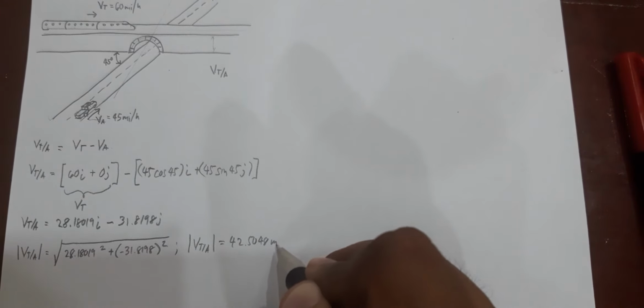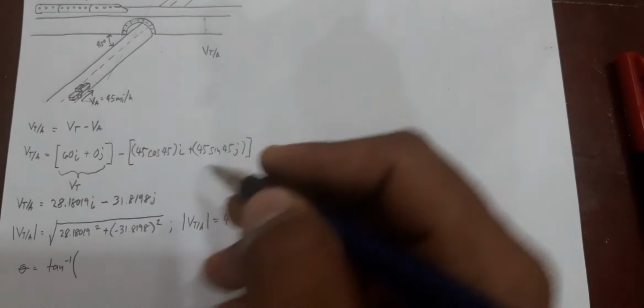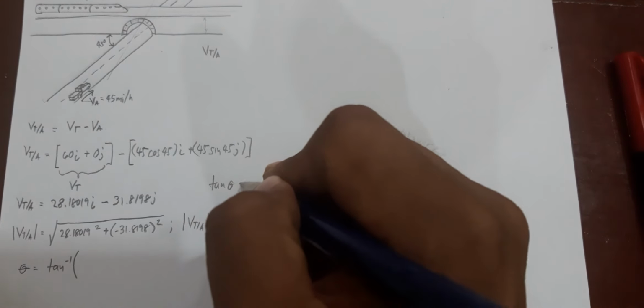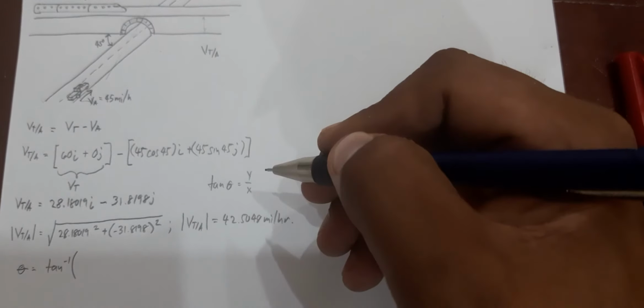That would be in miles per hour. As for the direction, theta is equal to the arctan of your y component over x. Remember that tangent of theta would be equal to y over x.